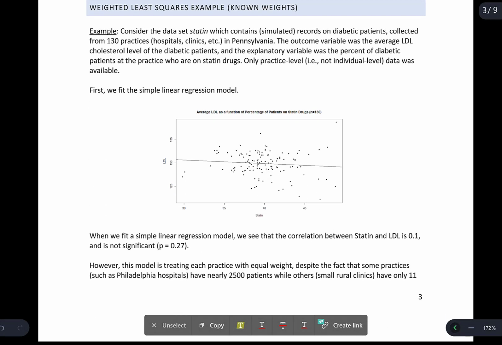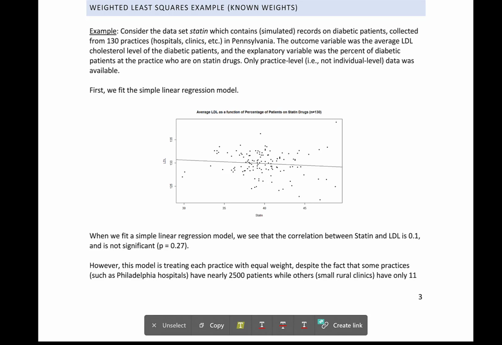So let's look at an example with known weights. So consider the dataset statin, which contains simulated records on diabetic patients collected from 130 practices. These practices include hospitals, clinics, and other types of providers in Pennsylvania. The outcome variable here is going to be the average LDL cholesterol of the diabetic patients, and the explanatory variable is going to be the percent of diabetic patients at the practice who are on statin drugs.